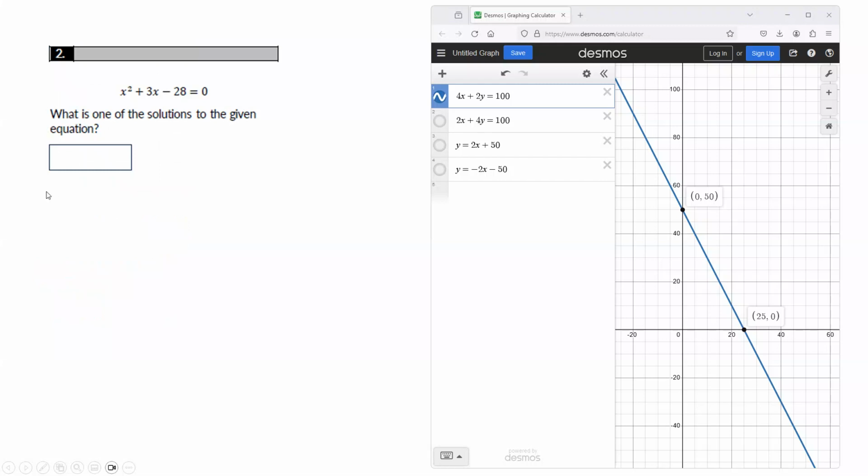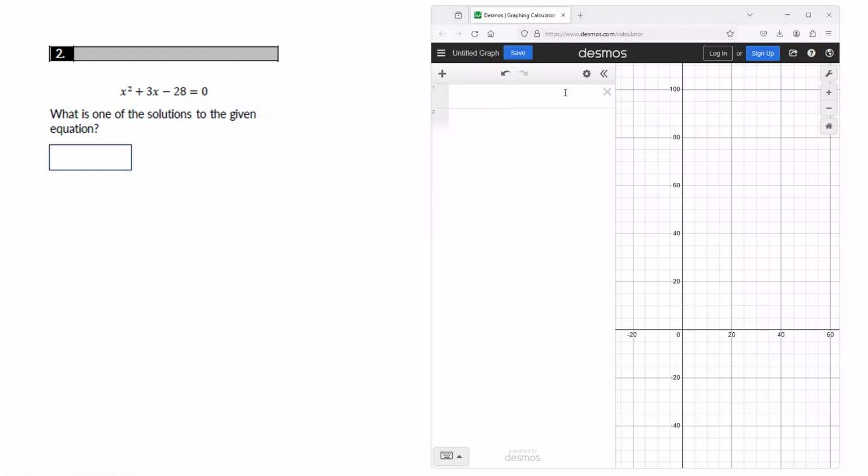What is one of the solutions to the given equation? This doesn't look like it's a graphing question, but I'll tell you, you can solve any equation that has one variable on Desmos using this technique. So let me get rid of the last question. With an equation that only has one variable, I'm going to give it 2 variables so it graphs nicely.